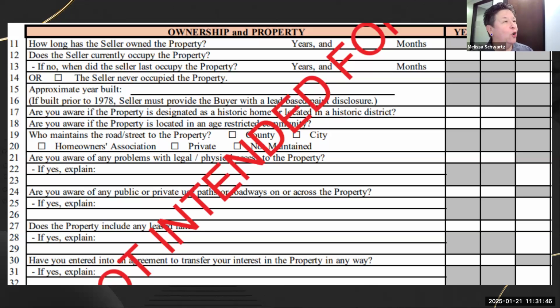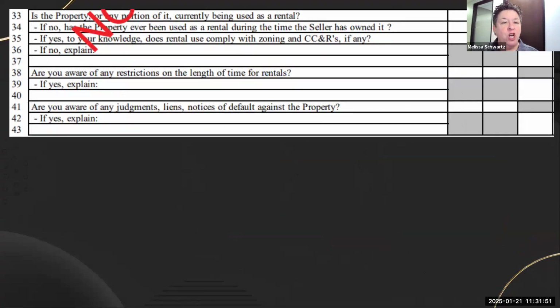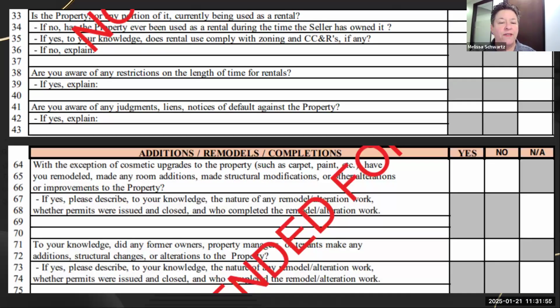Okay, if you don't know, the answer is no. It's pretty simple there, folks, right? So again, I don't know what the final version of this looks like. I'm trying to find that out to see how much it actually looks like this with the grids. But this is interesting. So the additional remodels and completions, right?